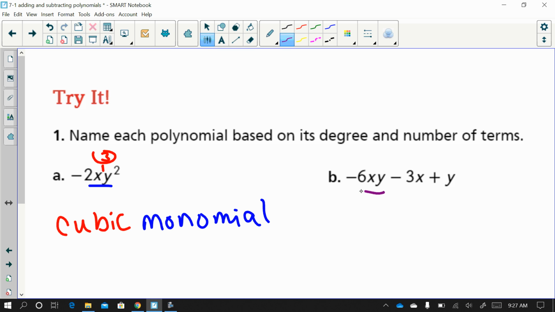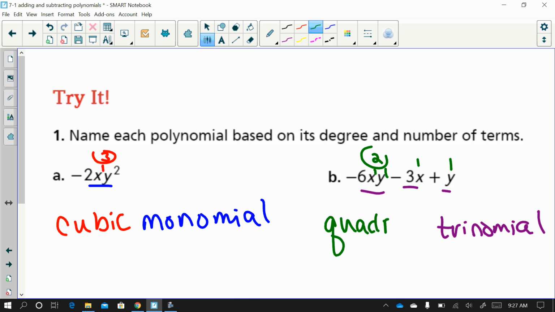Okay, next one, 1, 2, 3 terms, so we call it a trinomial. Okay, and then we look at the degrees. I have an exponent of 1, so I got a total of 2. An exponent of 1, exponent of 1. Which one's the highest? The 2 is, so it is quadratic. Okay, so that is a quadratic trinomial.